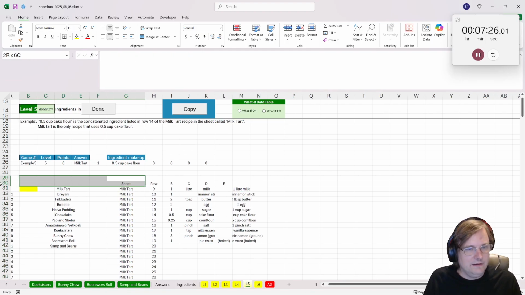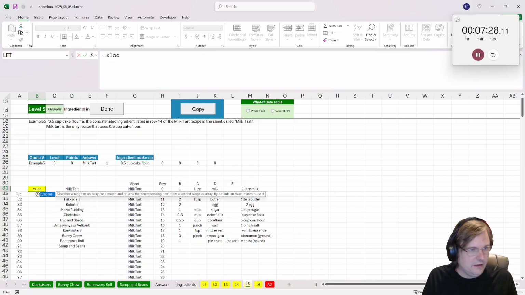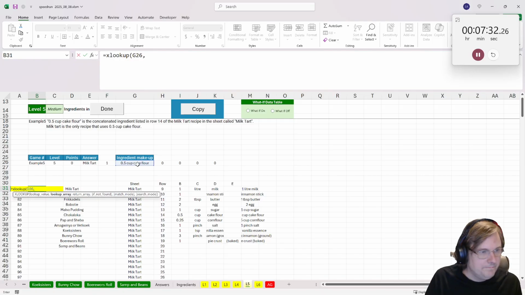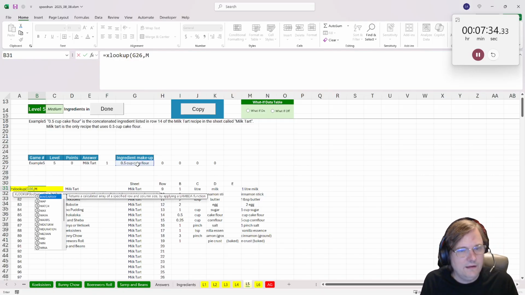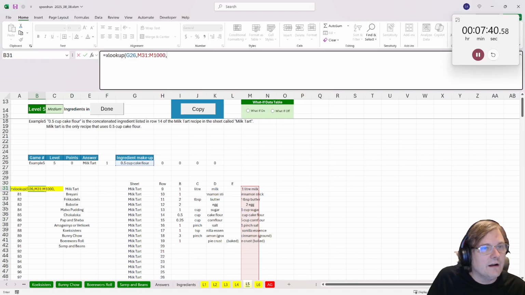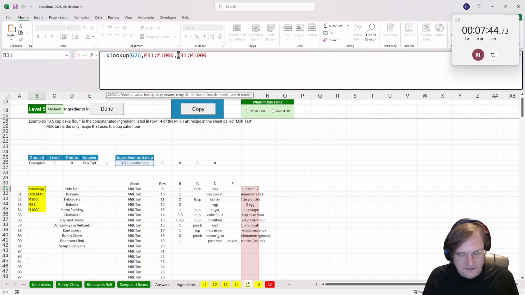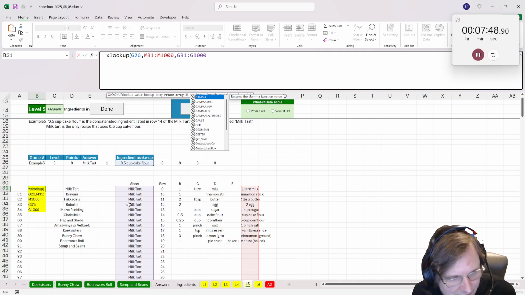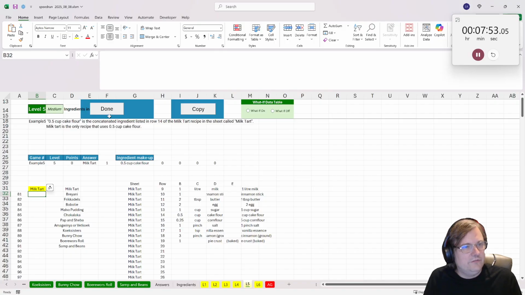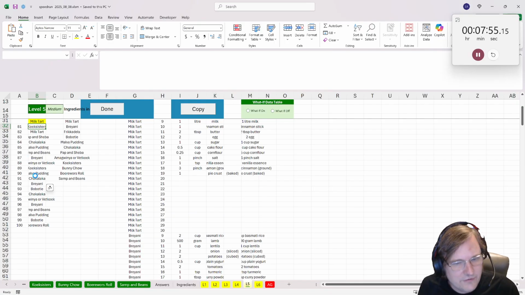Copy that down, and now it's just a lookup, right? So look up this on M31 to M1000, returning on the same thing, but G is where the names of the sheets are. See, this is why I use VBA instead of a 3D reference, because it just gives me the sheet names right here, which I care about because that's where my answers come from.